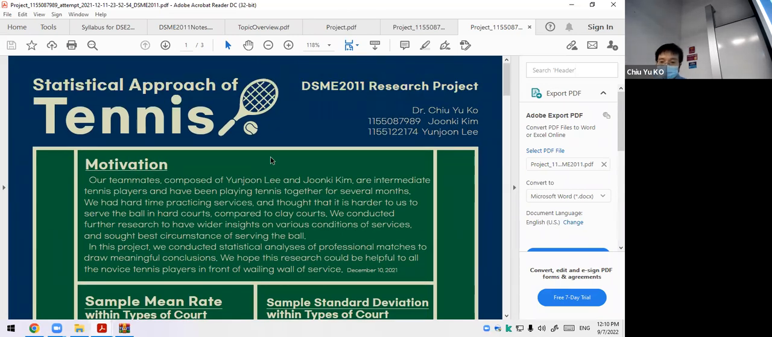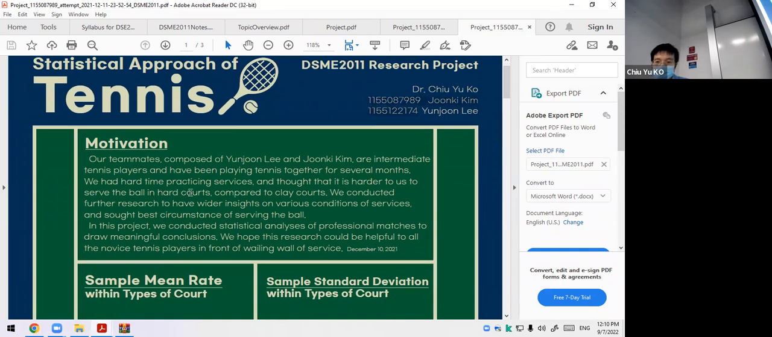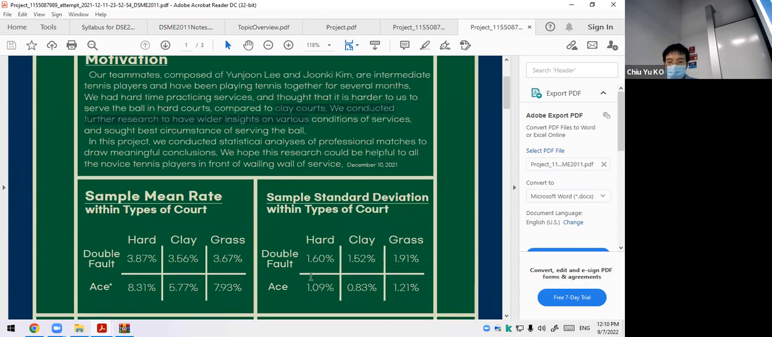So here there's a team of 2. Okay, I think it's Korean classmates from last year. So they try to compare whether hard court and clay court is going to make a difference in serving. Okay, so just trying to see if a different type of environment will affect your playing. So whether you get an ace or double fault depends on your hard or clay or grass.